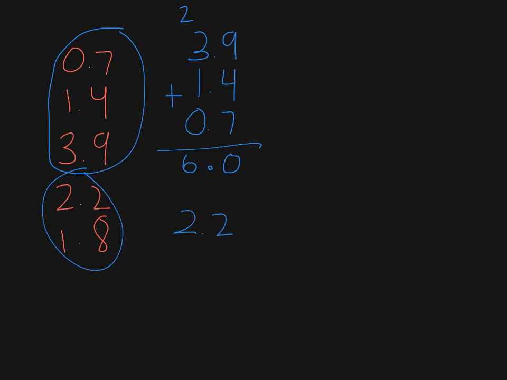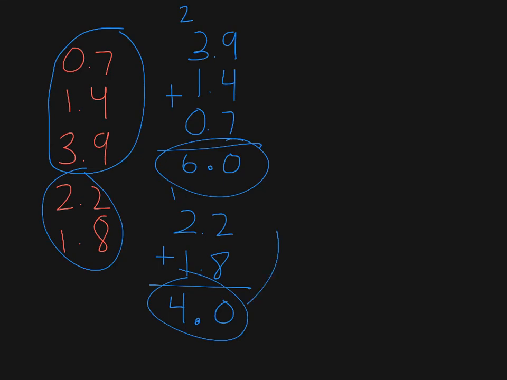Down below will be 2.2 plus 1.8. That will give me 2 plus 8 is 10. I carry my 1. 1 plus 2 is 3. 3 plus 1 is going to be 4. My decimal will go straight down. Now it's pretty much 6 plus 4. And obviously 6 plus 4 will give us an answer of 10.